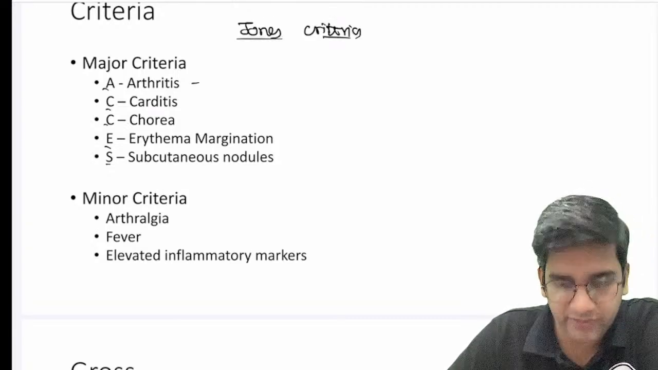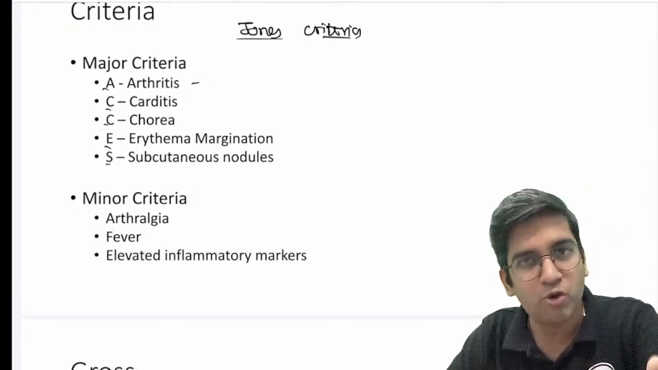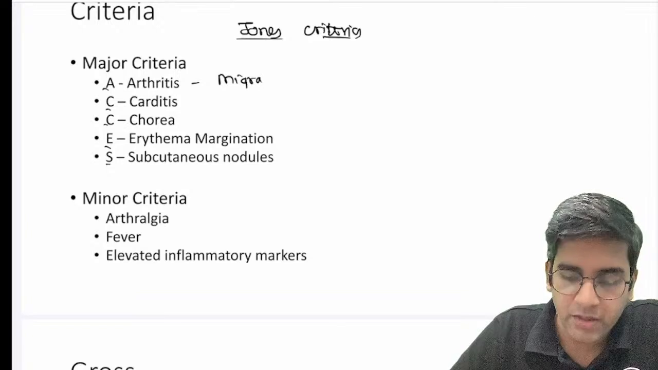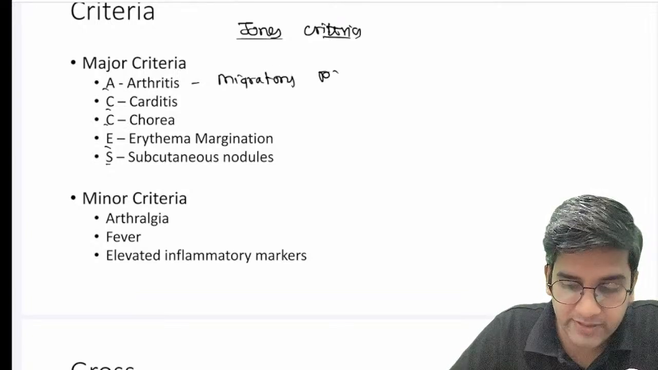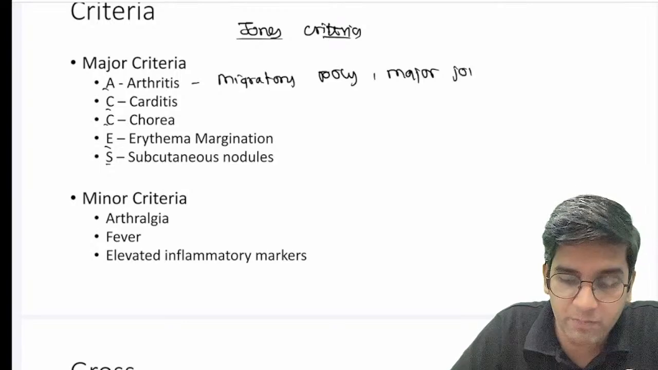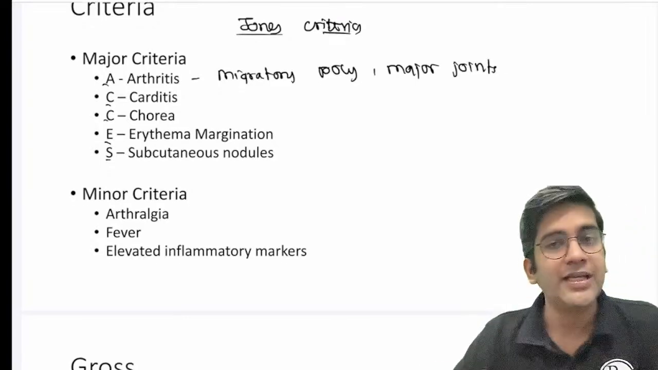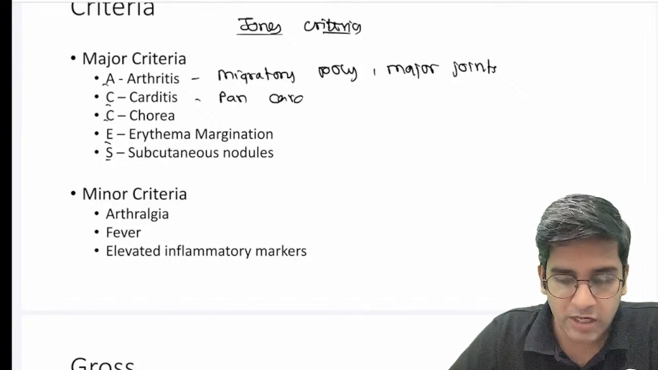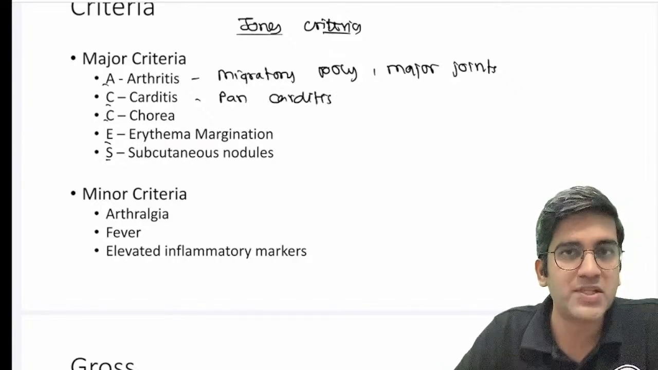So you have arthritis, right? Migratory polyarthritis of major joints. It's just to remember, right? It should be migratory, it should be polyarthritis, multiple joints, and it should be major joints. All these are very, very important to diagnose rheumatic heart disease, right? Carditis, again, you know that it is pancarditis. It's your endocarditis, it's your myocarditis, as well as your pericarditis.